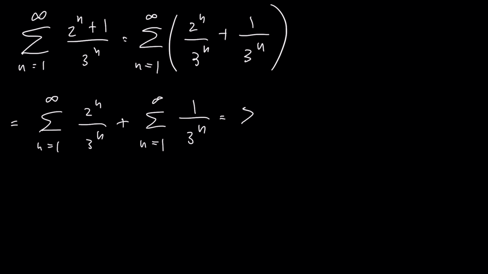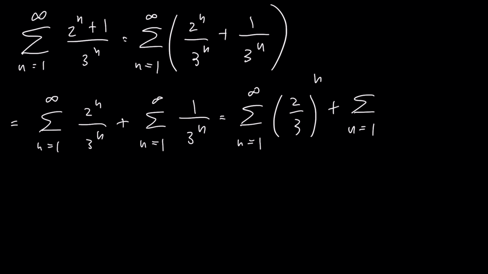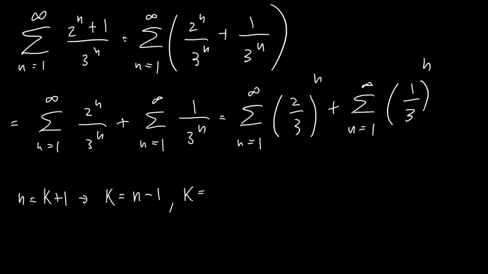But we could also write this as the sum from 1 to infinity of (2/3)^n plus the sum from 1 to infinity of (1/3)^n. And now I'm going to make a change of index. So I'm going to let n equal k plus 1, which means that k is equal to n minus 1. But if n starts from 1, that means that k has to start from 0.